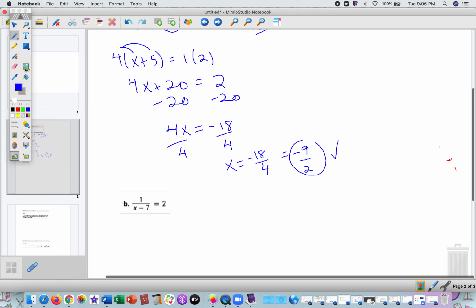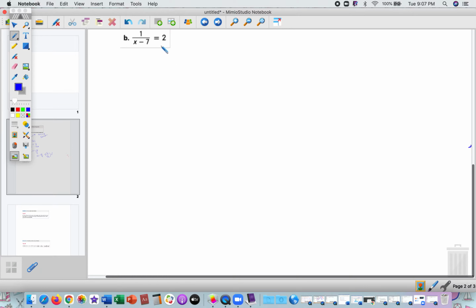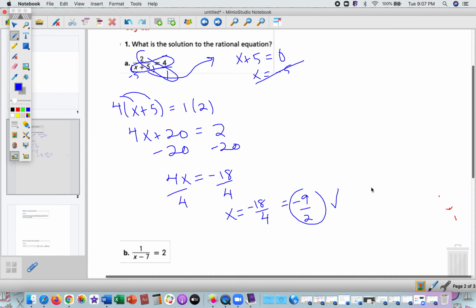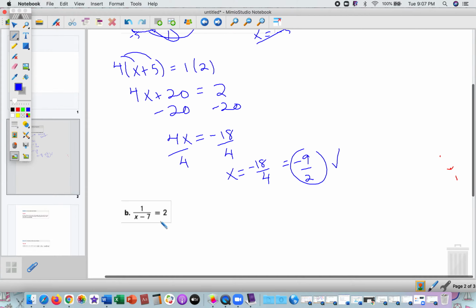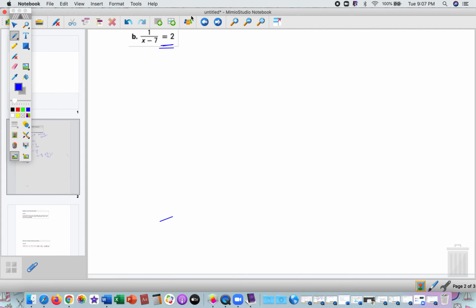So for the next one, it's similar. It says 1 over quantity x minus 7 is equal to 2. Put a 1 under the 2. Okay, so we'll put a 1 under the 2. We'll put parentheses around quantity x minus 7. We'll multiply along the diagonal. So we have 2 times x minus 7 is equal to the other diagonal, 1 times 1. Distribute, so we'll have 2x minus 14 is equal to 1.